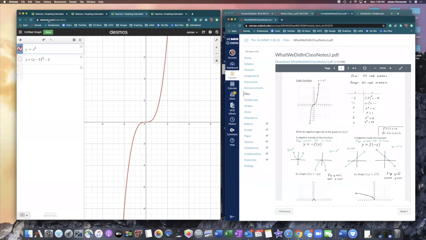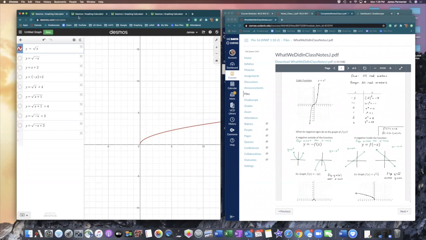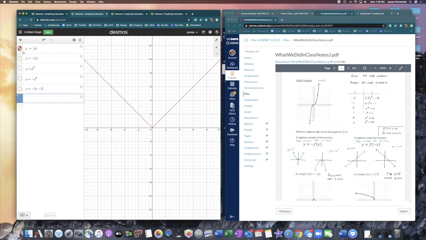So if we look over here at y equal to, where'd you go? Let me turn you off. So here's y equal to x squared. And if we put a negative sign in front of it, it flips it across the x-axis, right? So there's y equals x squared in green. There's y equals negative x squared in purple.